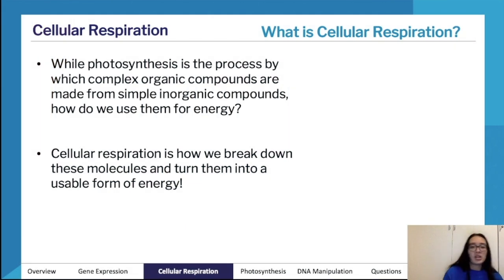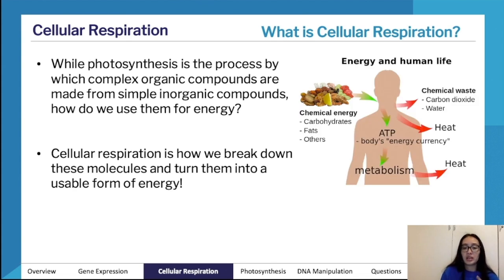So what is cellular respiration? While photosynthesis is the process by which complex organic compounds are made from simple inorganic compounds, how do we use them for energy? We actually use it via cellular respiration. Cellular respiration is the process in which we break down these molecules and turn them into a usable form of energy.